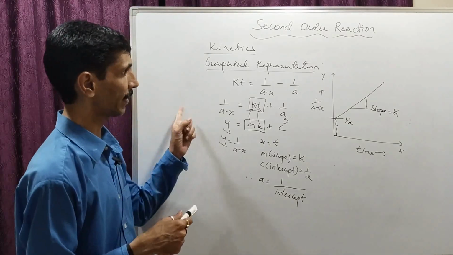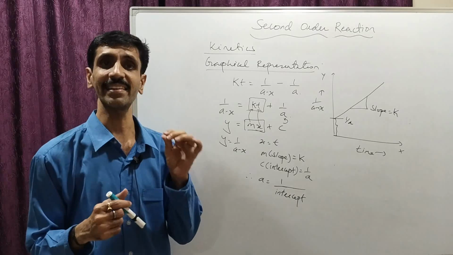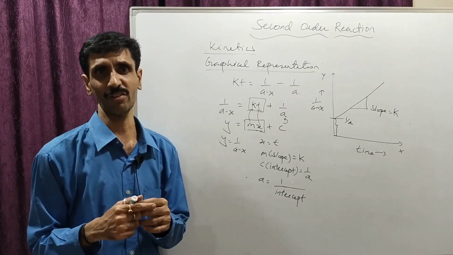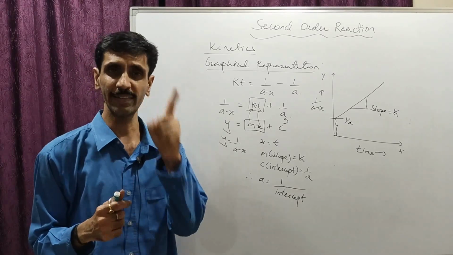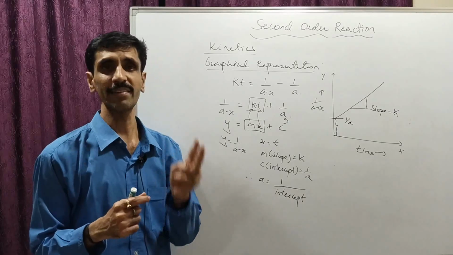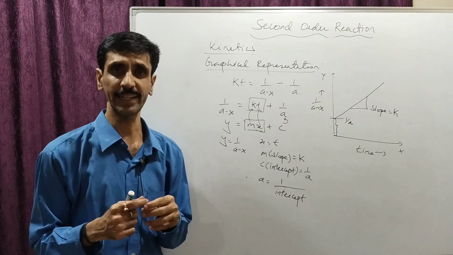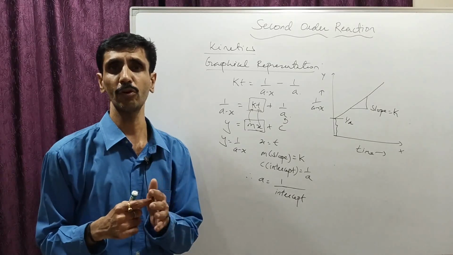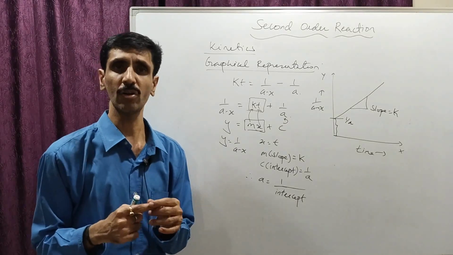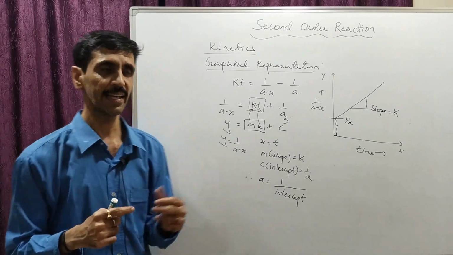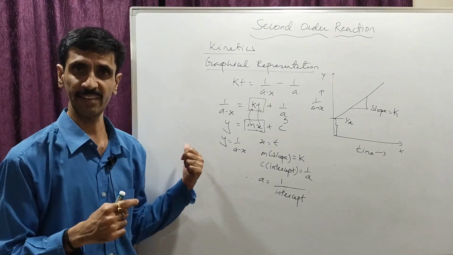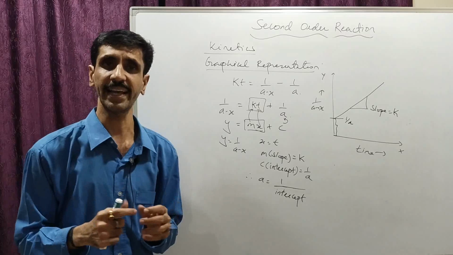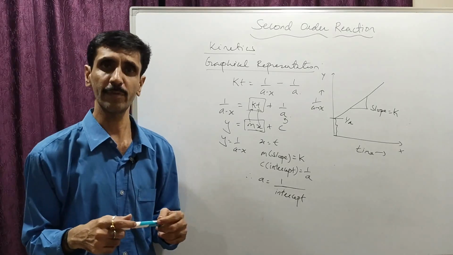Okay, so this is, my dear friends, the kinetic characteristics of the second order reaction. First one is about units of k. Second, that was an expression about half time, where I said that half time is inversely proportional to the initial concentration. And the third is this graphical representation. So I hope the kinetic characteristics are clear to you.